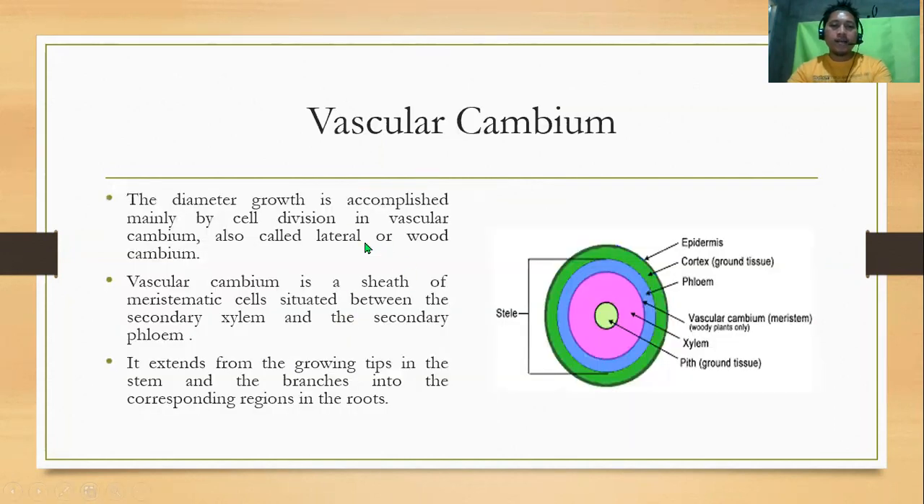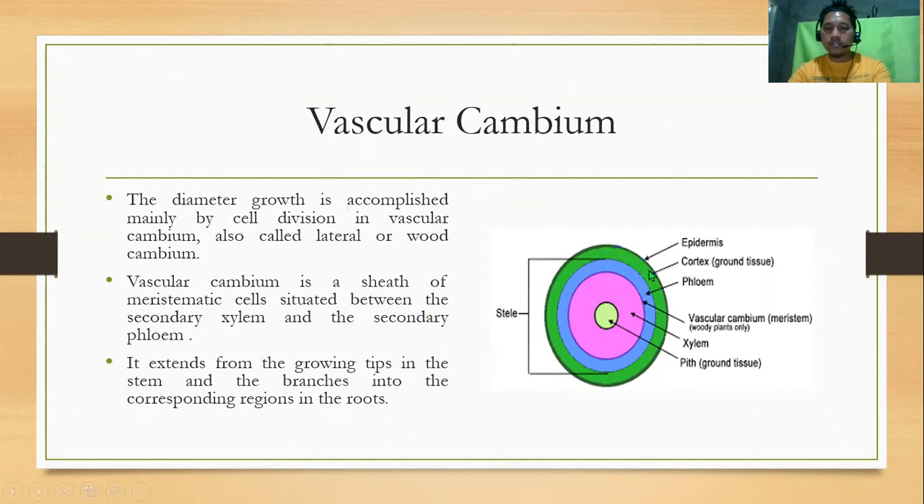Diameter growth is accomplished mainly by cell division in the vascular cambium, also called the lateral cambium or the wood cambium. This initiates the increase in diameter of plants. The vascular cambium is a sheath of meristematic cells, which means it is living tissue, the growing points situated between the secondary xylem and the secondary phloem.